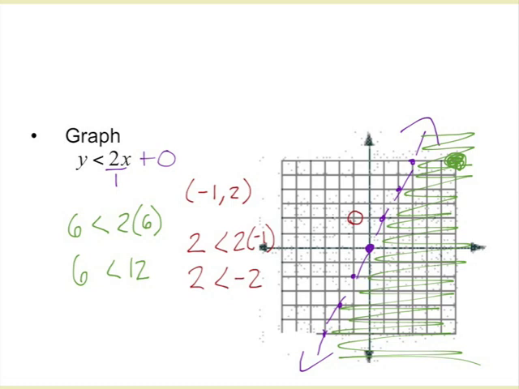Okay, so you pick a point. It does not matter what point. Plug it in. If it works, shade that point and everything on that side. If it doesn't work, shade the other side. Questions? So we shade the side that has the solution. Shade the side that has the correct solution. Okay.